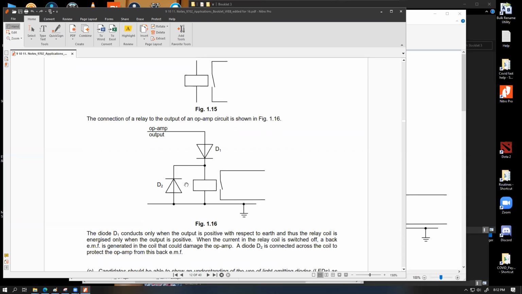Abias, you have a question? Yes, sir. To protect the op-amp from the back EMF, we use the D2 diode, right? Not necessarily. The D2 diode is there. The purpose of the D2 diode is not to stop the damage. To stop the damage, a single wire would be enough.